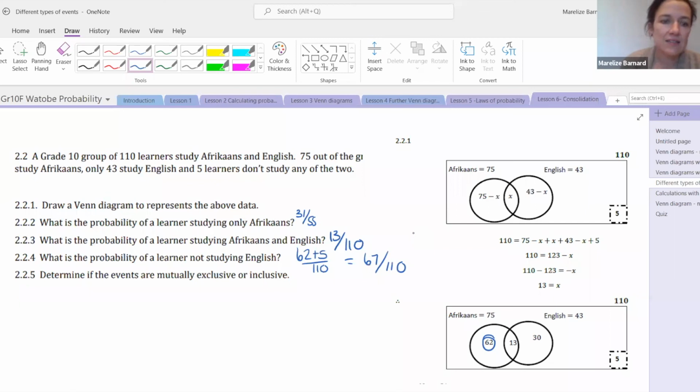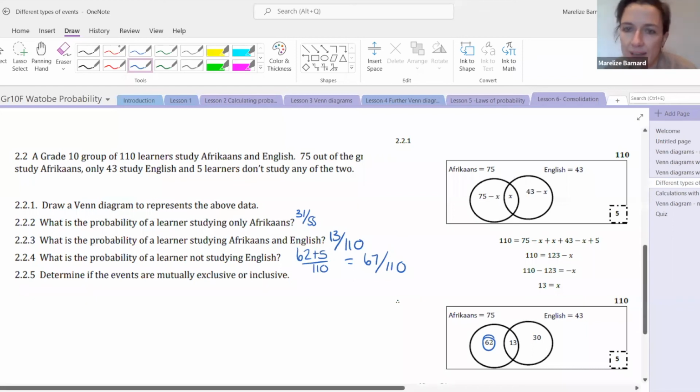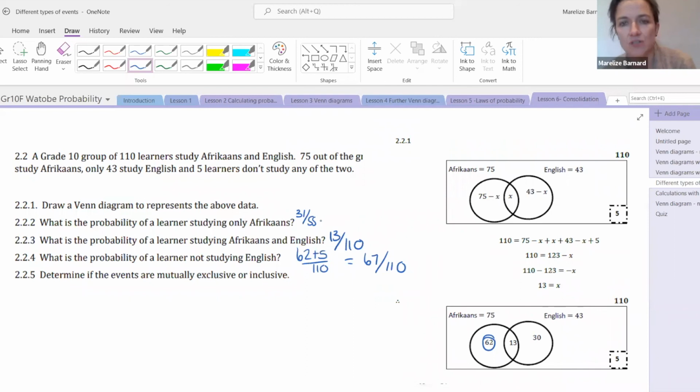And then are these events mutually exclusive or are they inclusive? Let's see, what are they? They're inclusive because some people speak both. They are definitely not mutually exclusive.